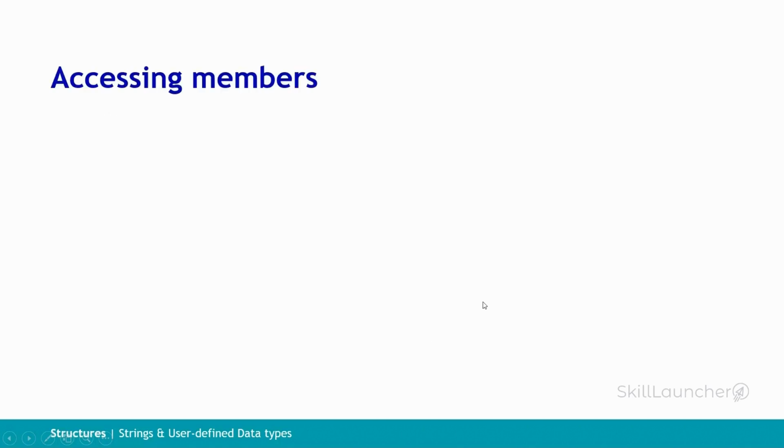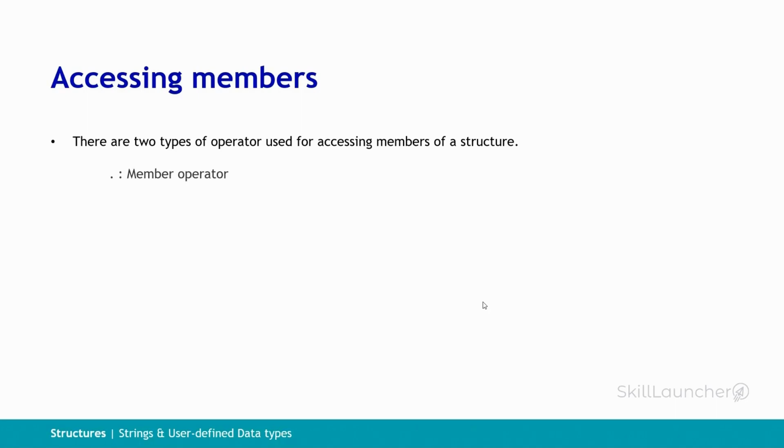Now how to access members of a structure? There are two types of operators used to access members of a structure. First is the member operator and second is the structure pointer operator. Here we would be discussing the member operator because the structure pointer operator we would discuss in the coming section. Let's say we have one data member and we have created a variable name of a structure. So a specific data member can be accessed by using the variable name, that is the object name of the structure, dot, that data member name.